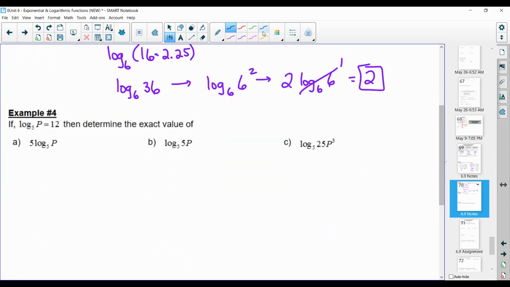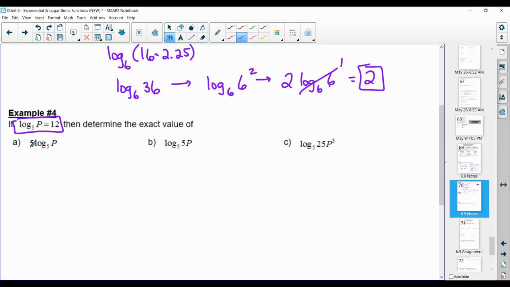All right, taking a look at example 4, these are very common examples that we'll get. We'll be given a value for our logarithm, and then we'll be given an expression that we have to simplify or rearrange in order to get to that value so that it's usable. So first, we're told that log base 5 of p is equal to 12. Anytime I have the expression log base 5 of p, I can rewrite it by substituting in a 12. We're being asked to determine the exact values of these expressions.